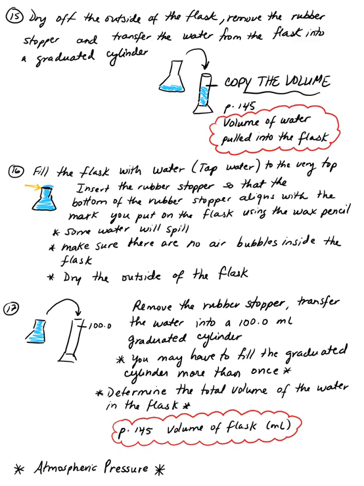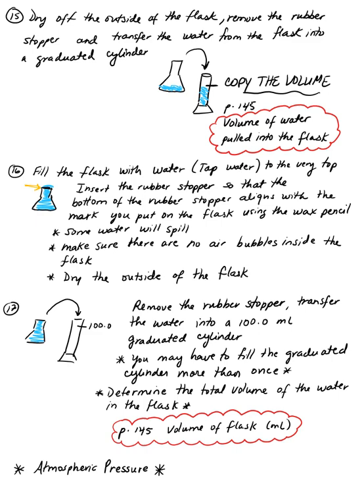Put the rubber stopper until the bottom of your rubber stopper is aligned with the line that you did in the beginning using the wax pencil. Align them. Some water will come out, that's fine. Make sure that you don't have any air. And now you can determine the total volume by measuring the volume of the water that you're using inside of that flask. So remove the rubber stopper and now transfer the water into a graduated cylinder.